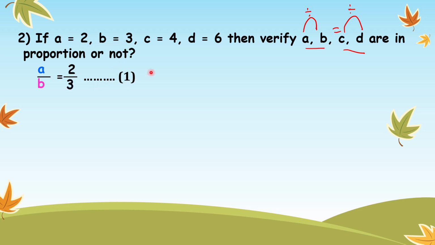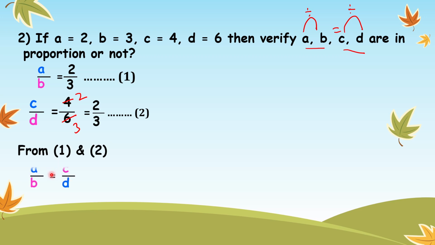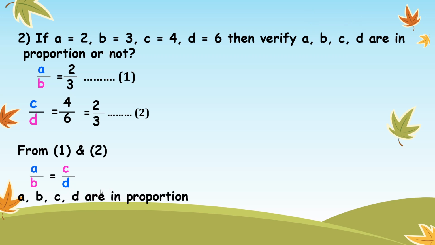This is number 1. Now to find the ratio of C and D, C upon D is equal to 4 upon 6. 4 and 6 are multiples of 2. Therefore 2 twos are 4, 2 threes are 6. We will get 2 upon 3. Now from 1 and 2, the value of these two ratios is same. Therefore we say that from 1 and 2, A upon B is equal to C upon D. Means A, B, C, D are in proportion.